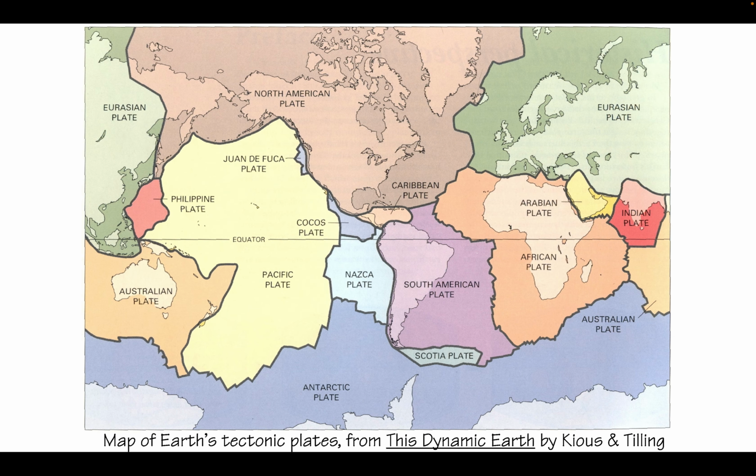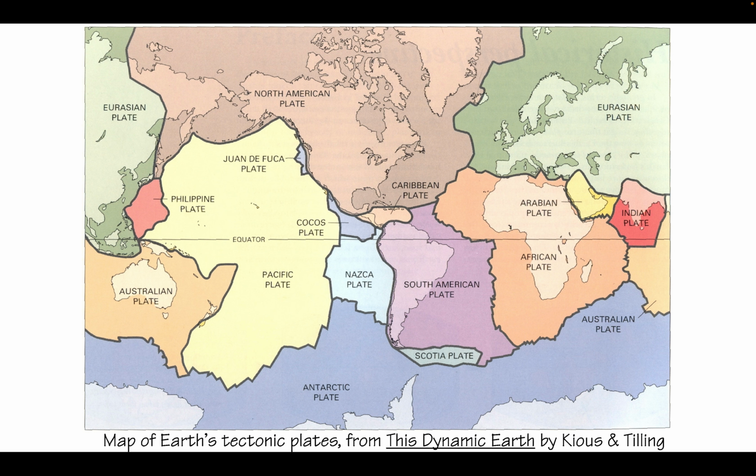As you can see here on this map, 13 major plates have been identified. Hawaii sits in the middle of the Pacific Plate. Other major plates include the Nubian, Arabian, Eurasian, Antarctic, Indian, Australian, Philippine, South American, North American, Cocos, Nazca, and Caribbean plates.